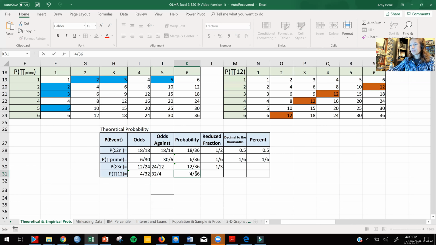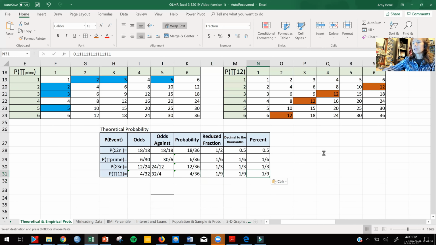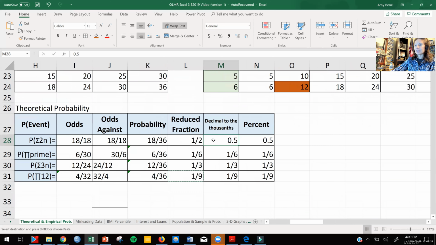And then the reduced fraction of that is going to be 1/9. Now I just actually decided to copy and paste these instead of dragging it over, just because sometimes it changes the values. So I copied one cell and I'm pasting it. Now I'm going to select, make this a little bigger, where it says decimals to the thousandths. I'm selecting that column, not the whole thing, just the numbers.